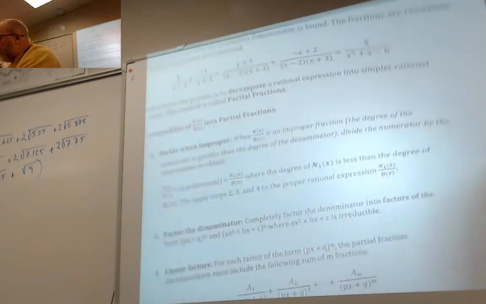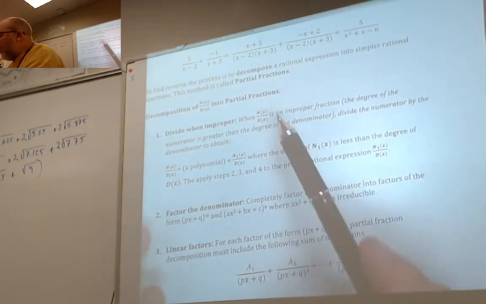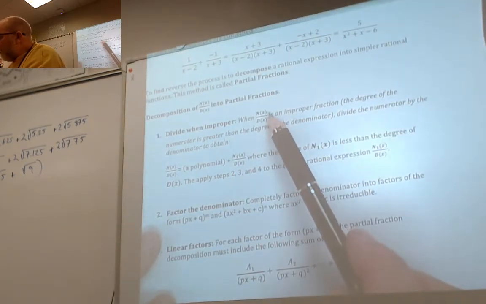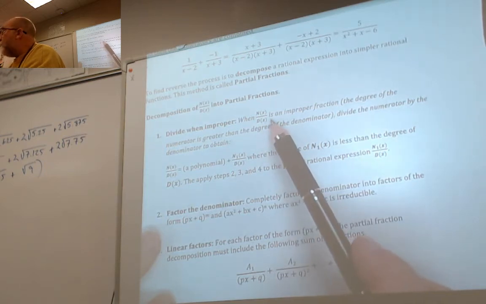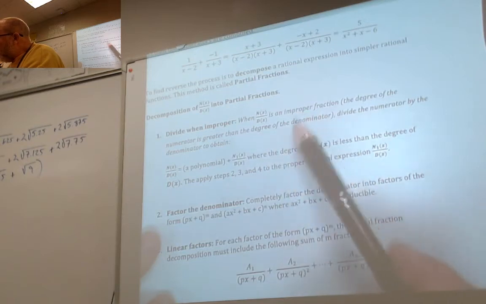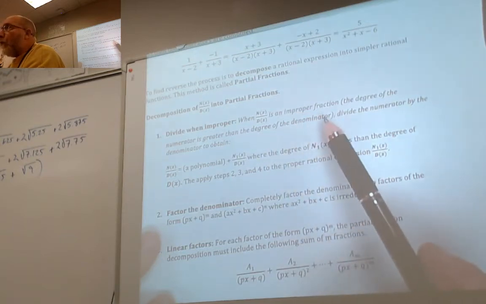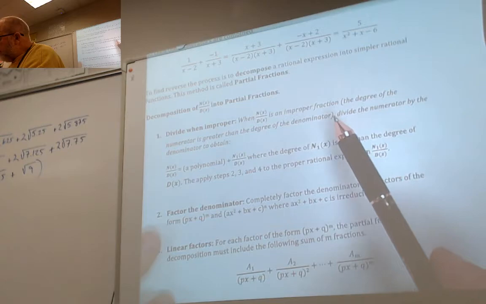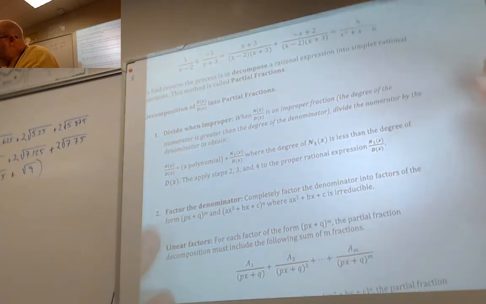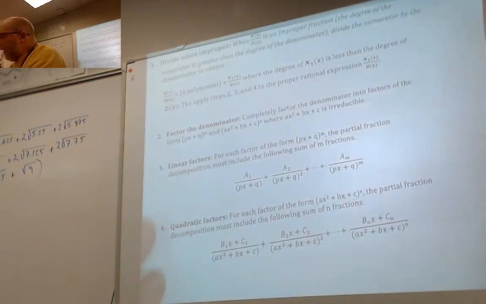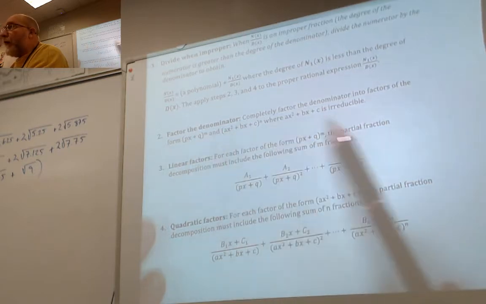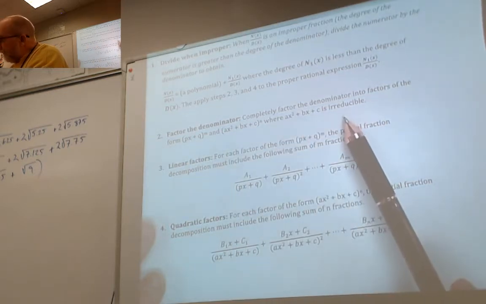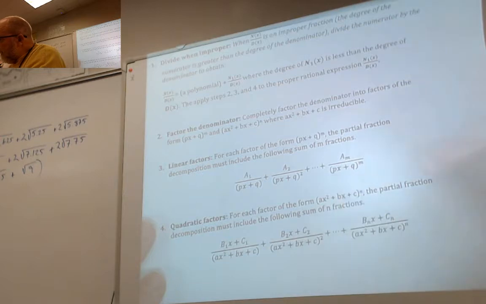The first thing, it tells you that if the degree on top is greater than the degree on the bottom, you want to divide it out because it's an improper fraction. So you want to do the long division, and then we'll work with the remaining fraction that you have. If you don't have that, here are your steps. First of all, you want to factor the denominator completely. That's your first step. And you want to factor until you can't factor any longer. And again, we'll do examples of this.